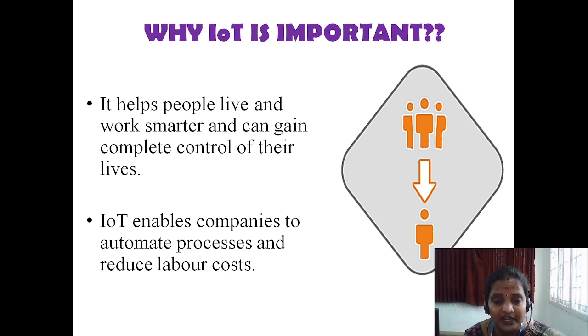IoT also enables companies. So far we have seen how IoT works in heart monitoring implants, biochip transponders on farm animals, and lastly in automobiles. It plays a very important role on the company side also, to automate their processes in manufacturing and thereby reduce the labor cost.